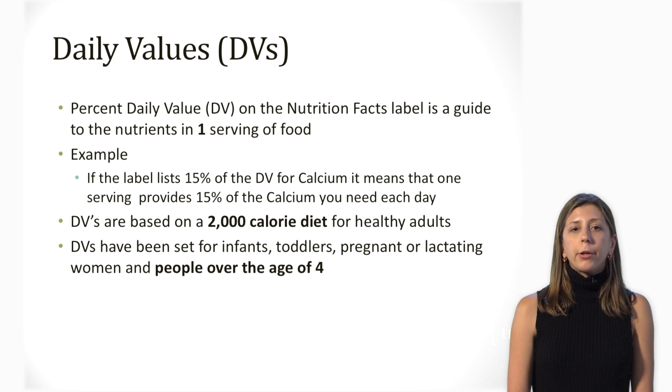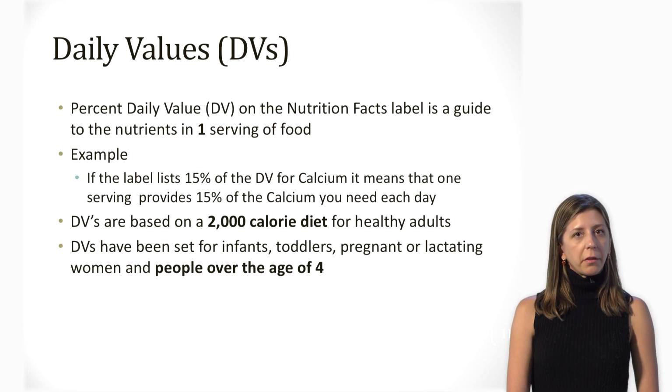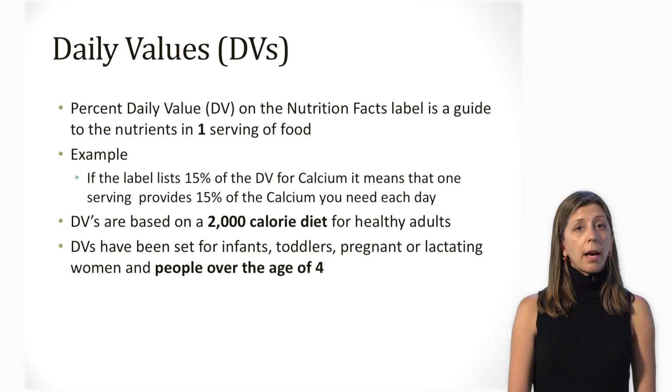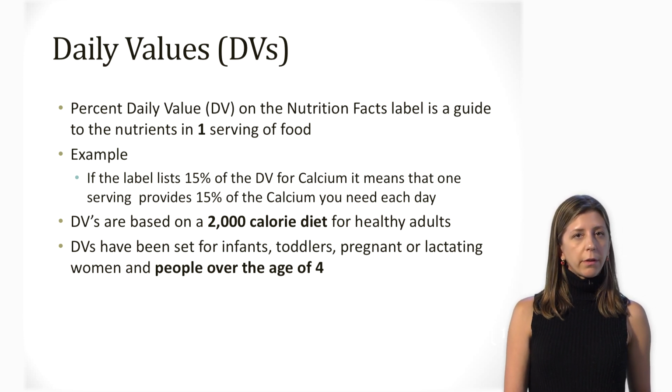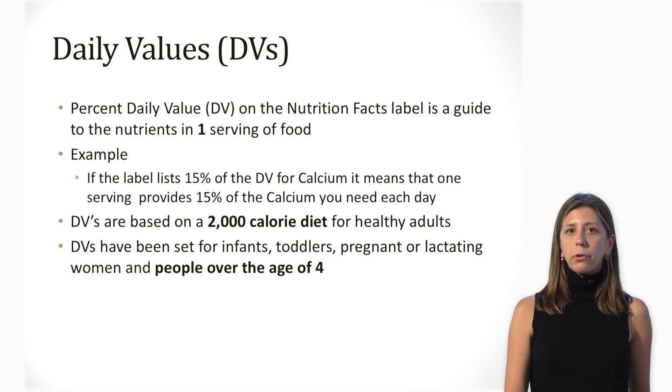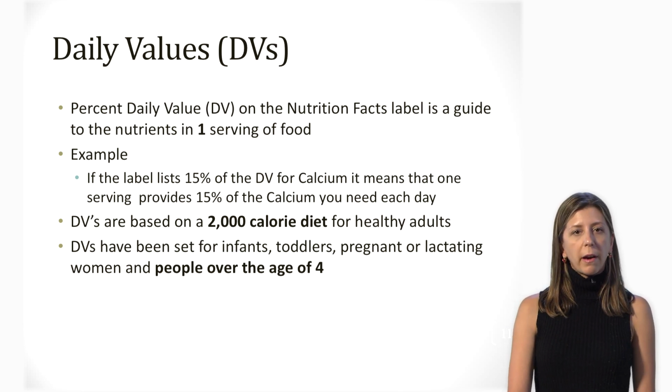Putting that into context, the daily values again are based on a 2,000 calorie diet for healthy adults. For athletes, I kind of take that with a grain of salt, right? Because calorie needs for athletes can be higher or lower depending on whether they're in a hard training season or if they're in the off season. But general rule of thumb, 2,000, just to keep it easy, right?